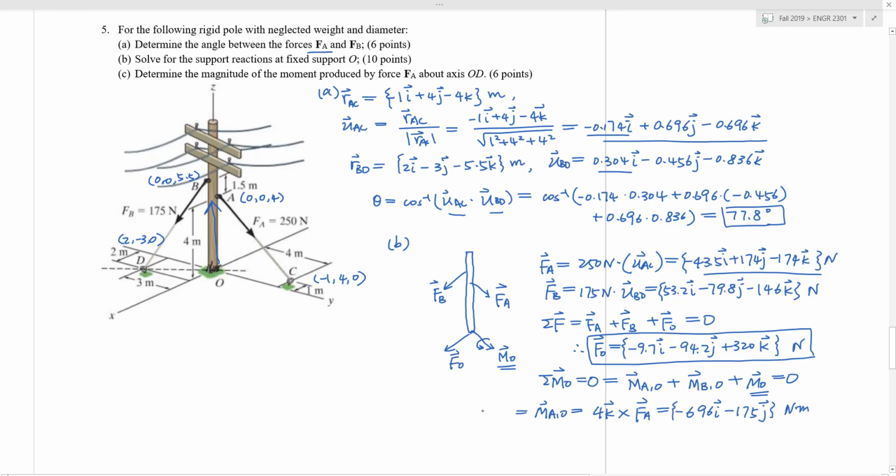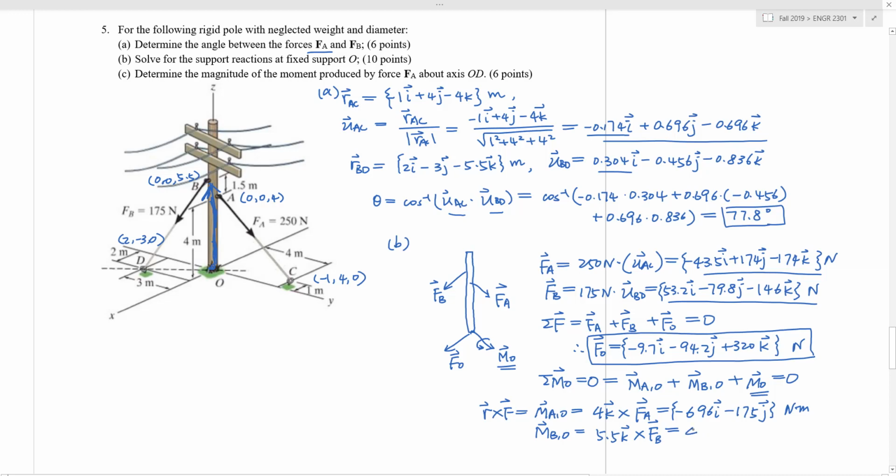So this is because moment is calculated as position vector r cross force vector. Same thing, we can calculate the moment caused by the force FB about O, which is a different position vector. Remember, your position vector has to start from your reference point and it has to end on the line of action of your force. So we're going to use this position vector right here, and that is your 5.5k cross FB. FB is determined earlier already, and carry out the vector calculation.